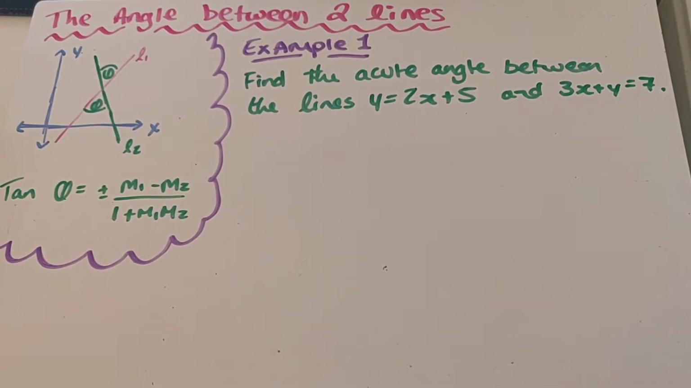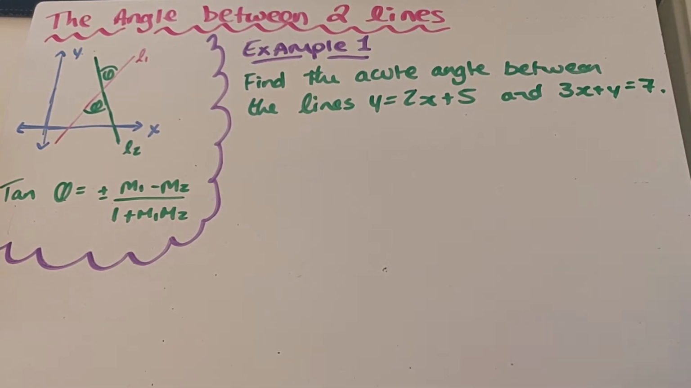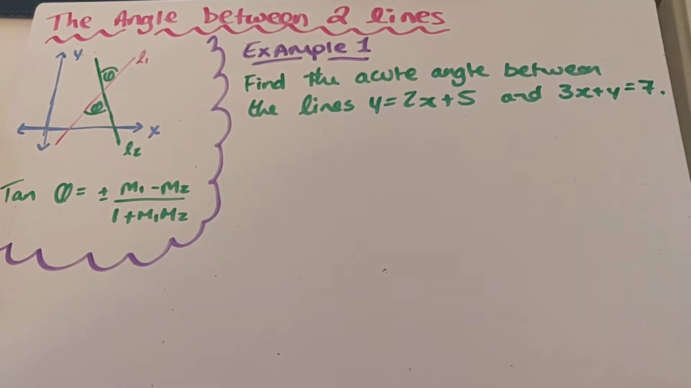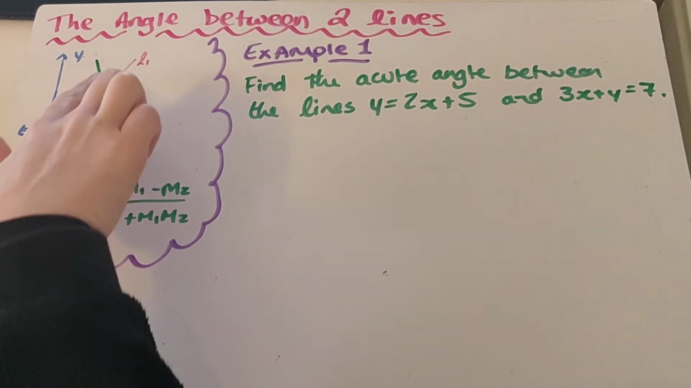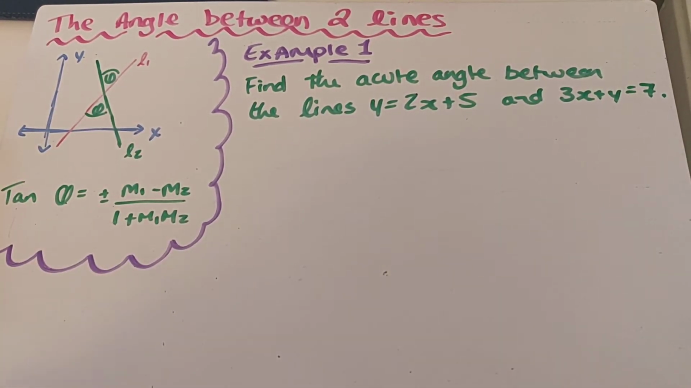Welcome back, guys, and in this tutorial we're going to be looking at our last formula for the coordinate geometry of a line. In this one we're going to be looking at what's called the angle between two lines. So if we have two lines that intersect here, an angle is formed on either side, and you can see from vertically opposite angles that those two angles are equal.